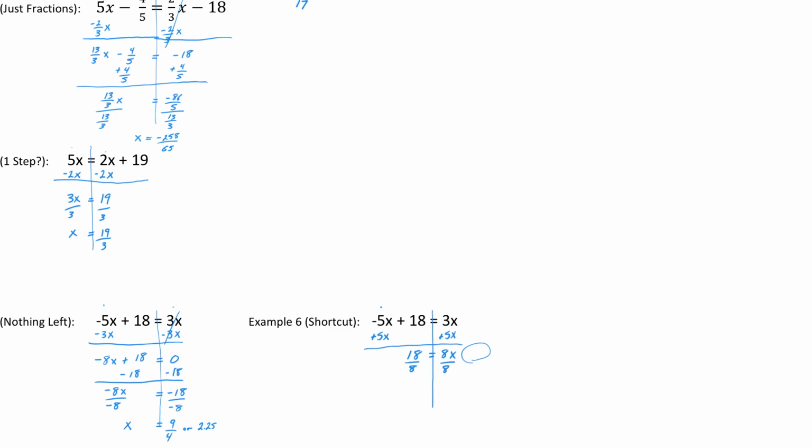So by thinking ahead, we actually saved one step. Not that big of a deal, but for those of you who like to save steps, this is it. The answer ends up being, of course, 9 over 4 or 2.25. You're now ready to solve any problem with x on both sides.